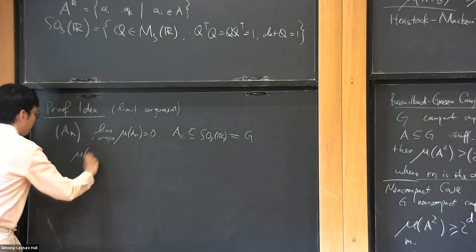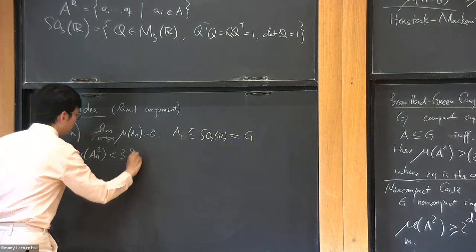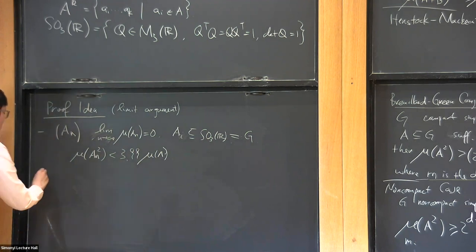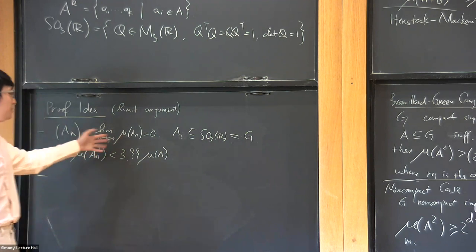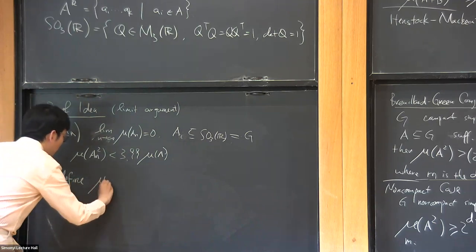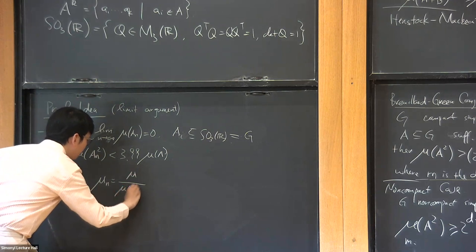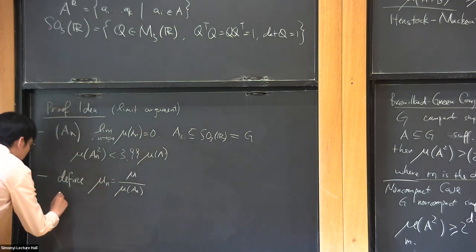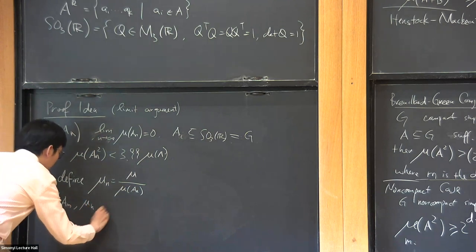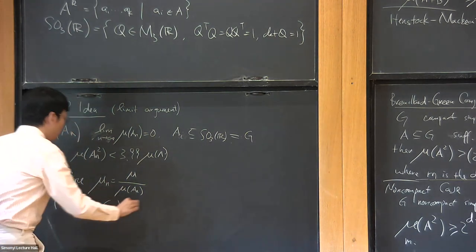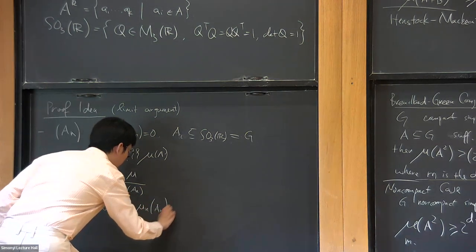And small epsilon. So just take epsilon to be a number like 100. Okay. Assume you have this. And now what we do is we normalize the Haar measure by A_n so that each A_n has measure 1. So define mu_n to be mu divided by mu(A_n). So now what we have is a triple. We have A_n, we have mu_n, we have G_n, which is G, SO3, all the groups are SO3. And what we have is mu_n of A_n is 1.